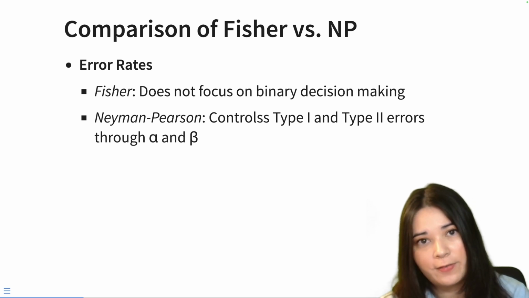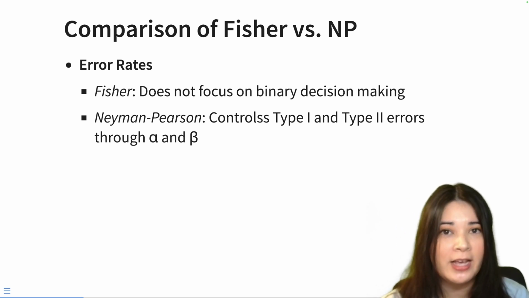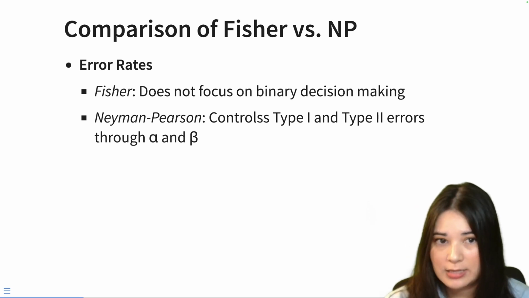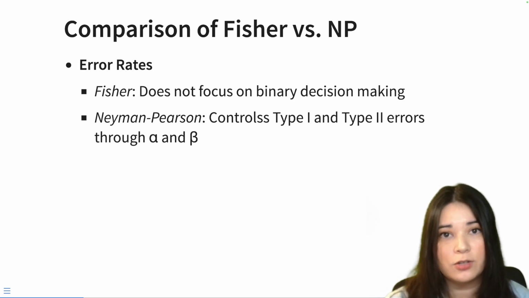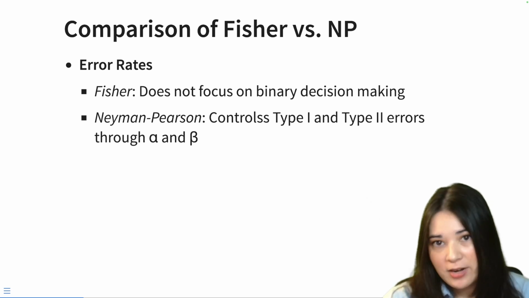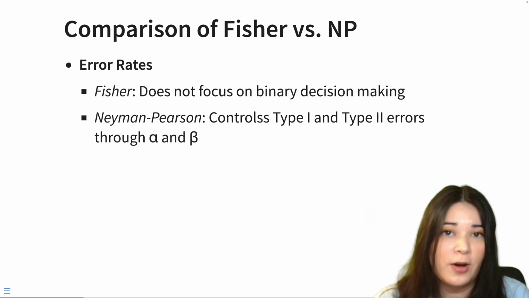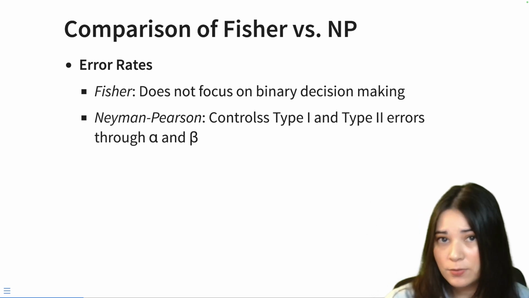In Fisher's version of hypothesis testing, we're not explicitly making a binary decision, right? The p-values are continuous measures of evidence against the null. So we don't really focus on error rates as we're not really making a binary decision. In Neyman-Pearson hypothesis testing, all we're doing is making a binary decision to reject or fail to reject the null. And so the benefit of the Frequentist framework here is that it controls the type 1 false positive and the type 2 false negative errors by controlling your alpha level.